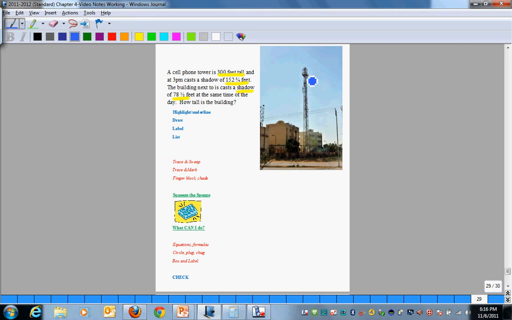So we have our cell phone tower and its shadow, and then we have a building and its shadow. In both cases, they're going to create triangles. And because we're dealing with shadows, technically the sun's up here. Anything against the ground has a right angle. And then that angle towards the sun is the same. So the triangles are similar, once again, by angle-angle similarity. Let me pull these triangles out so they're easy to work with.